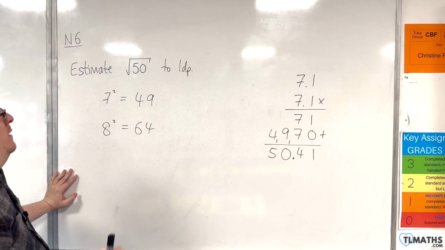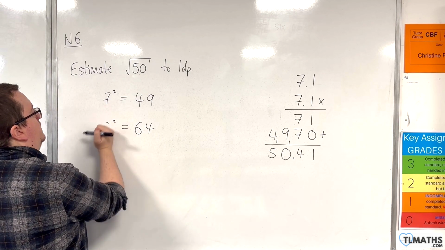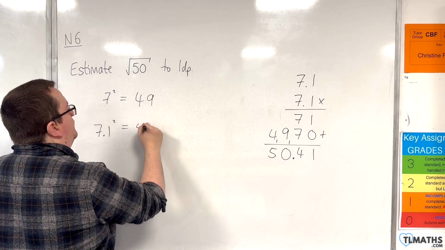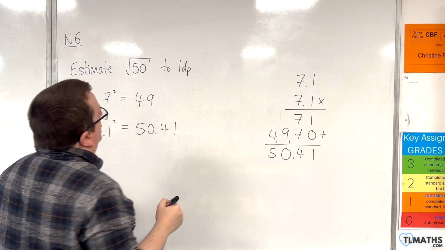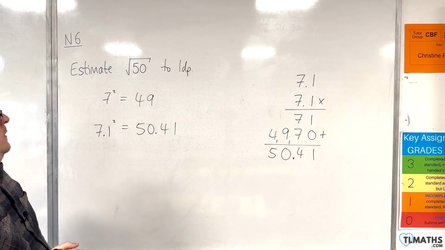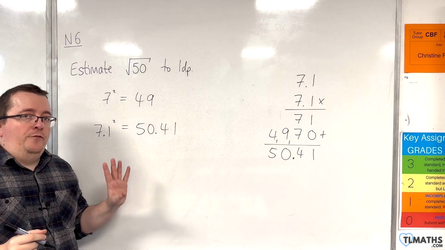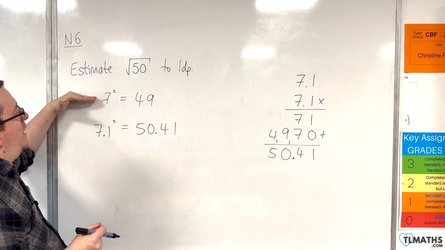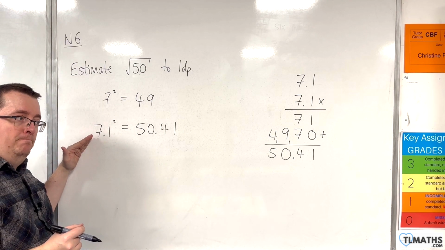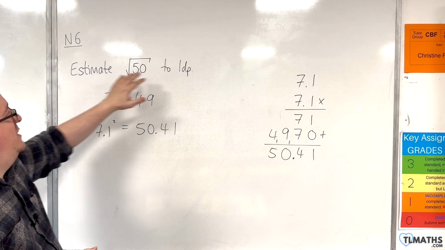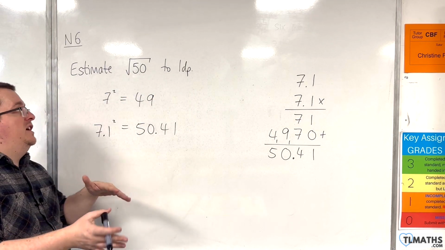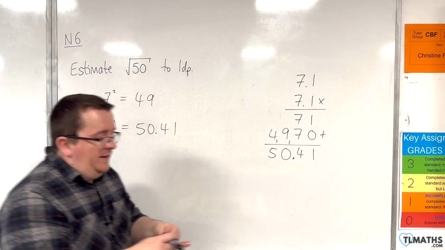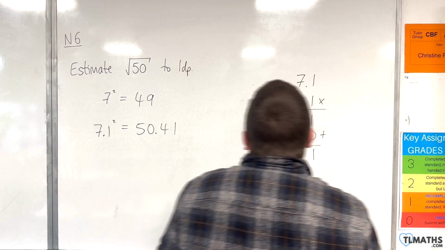So I now know that my answer is somewhere between 7 squared and 7.1 squared. Okay? So now I need to figure out whether it is closer to 7 squared or 7.1 squared. Okay? Because I want to get this to one decimal place. The answer is either going to be 7.0 or it's going to be 7.1. And I need to determine which side of that it is.